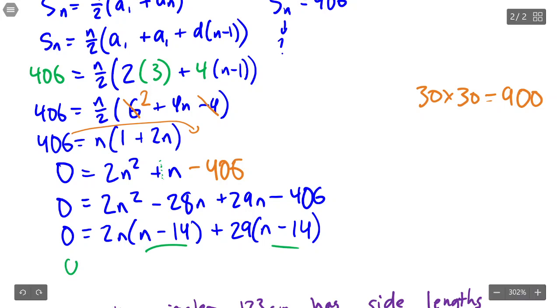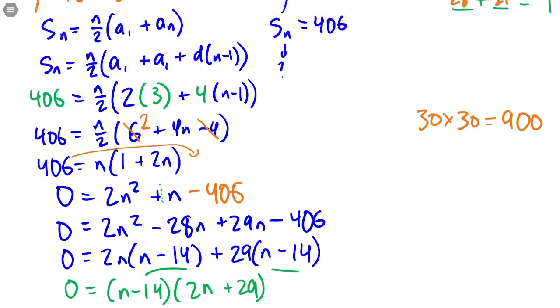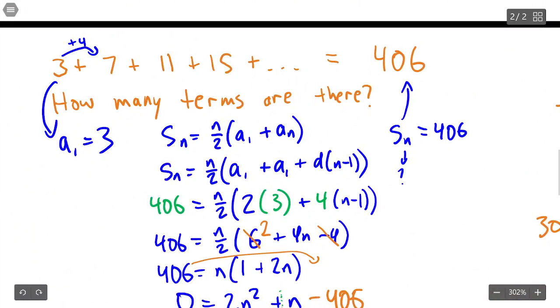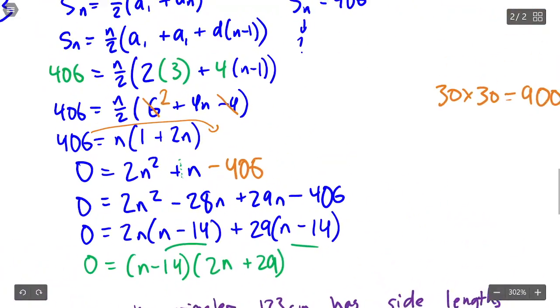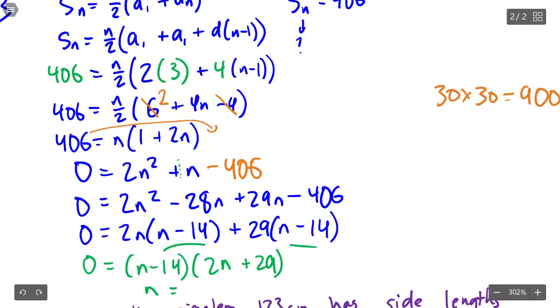So we have 0 equals n minus 14 is one factor, and our other factor is 2n plus 29. And this one's going to give us a negative root, and so we know that it's not that one, right? You can't have a negative number of terms. That doesn't make any sense. So it's got to be the positive root, n equals 14 terms.